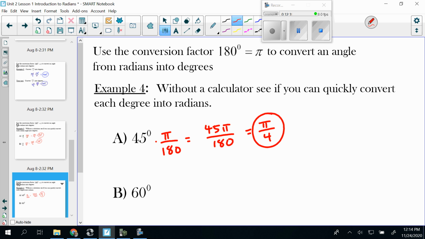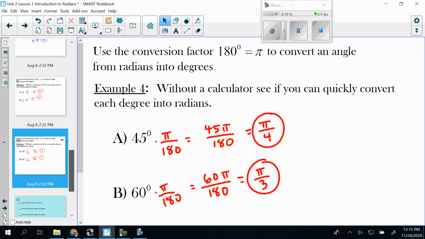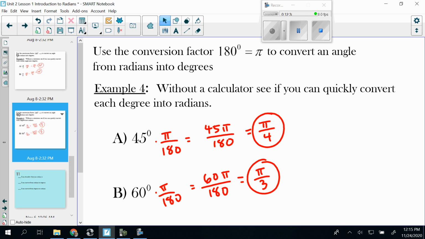All right, let's try one last one. Again, same conversion factor here. So now we got 60 pi over 180. Well, 60 goes into 180 3 times, so this would be the same as pi over 3. So some of these are very quickly done, don't even need a calculator to convert. So that's what a radian is and how you can go back and forth between radians and degrees.